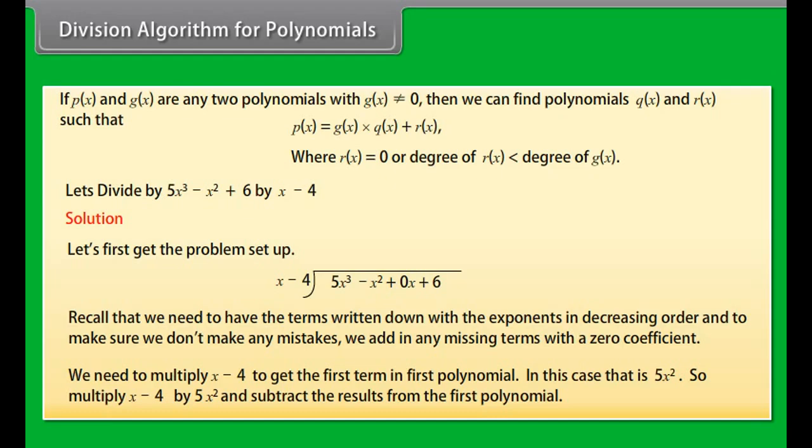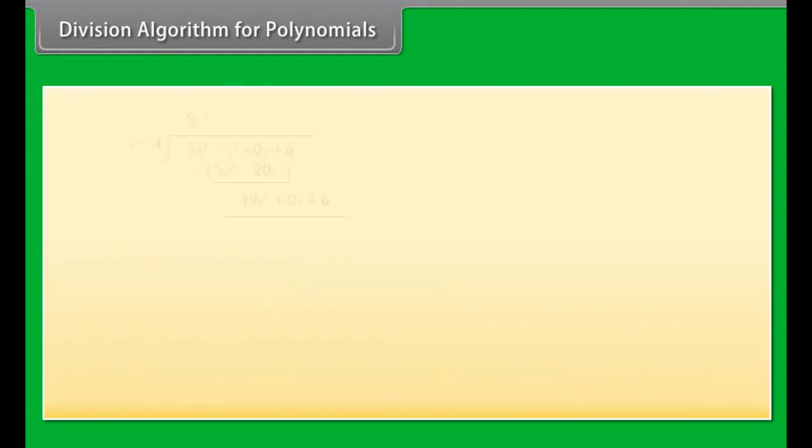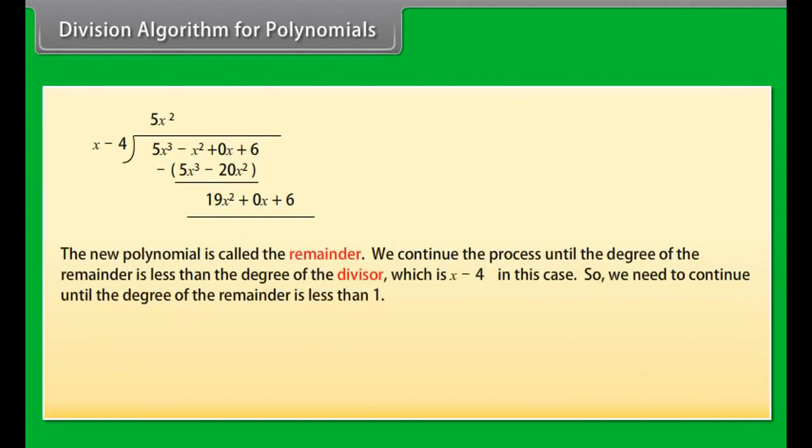Let's divide 5x cubed minus x square plus 6 by x minus 4. Let's first get the problem set up. Recall that we need to have terms written down with the exponents in decreasing order, and to make sure we don't make any mistakes, we add in any missing terms with a 0 coefficient.